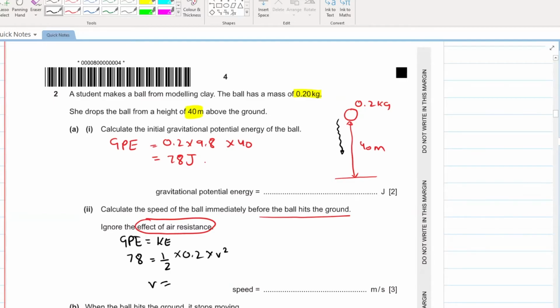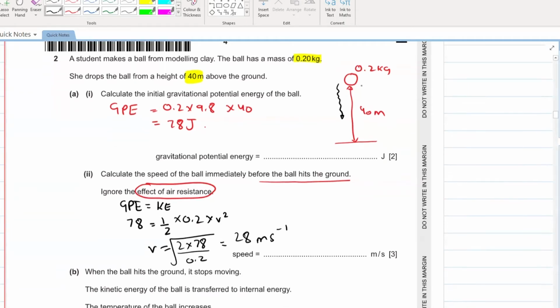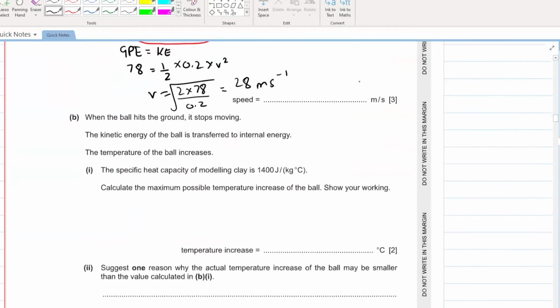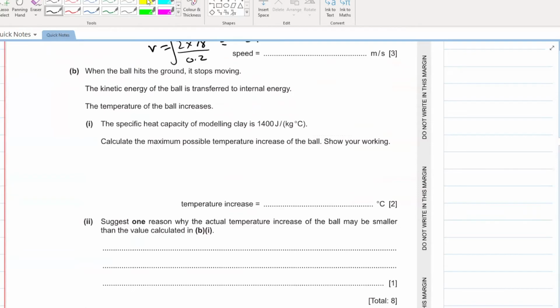Can you guys calculate the velocity? Pretty easy to calculate. 2 into 78 divided by 0.2 taken under root will give you your velocity. The velocity comes out to be 28 m s^-1. Simple, nothing complicated here. कुछ भी complicated नहीं है. चलो, let's move on to part B.